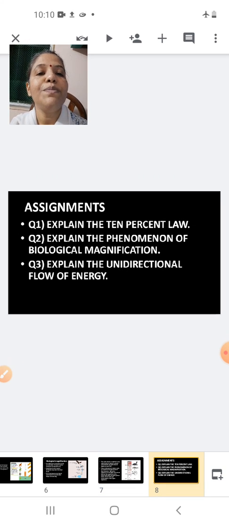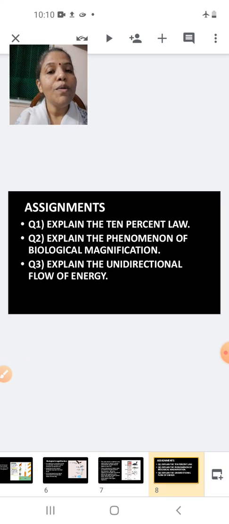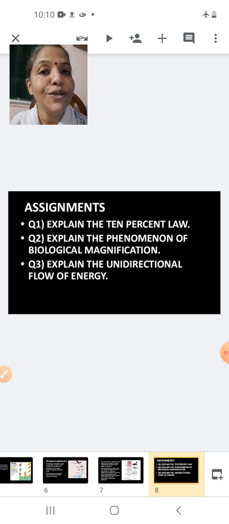Now explain the 10% law. I hope all of you can explain the 10% law. You have to draw a pyramid. After you draw a pyramid, at the base of the pyramid we will have maximum energy. You can take 10,000 kilocalories or 1,000 kilocalories, and you have to show that only 10% of it will pass into the next trophic level, and the minimum amount of energy will be there at the apex, where the top level carnivores are.